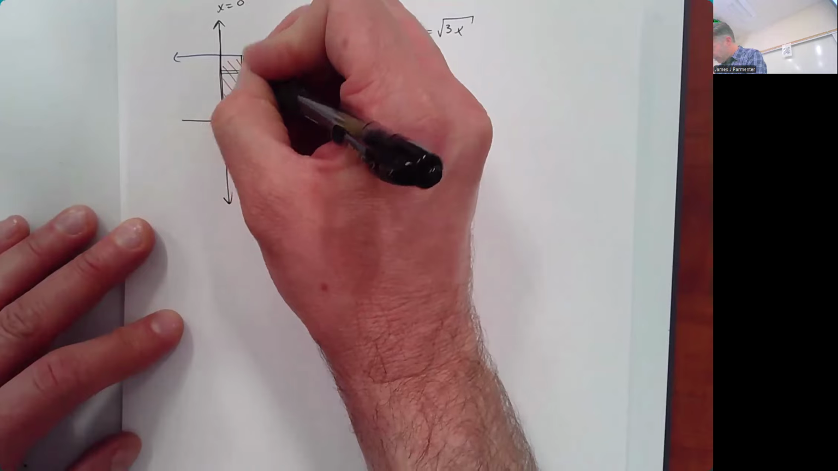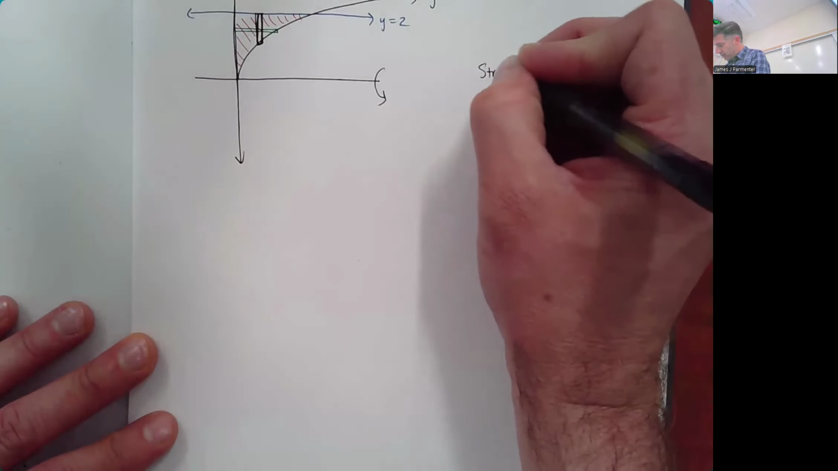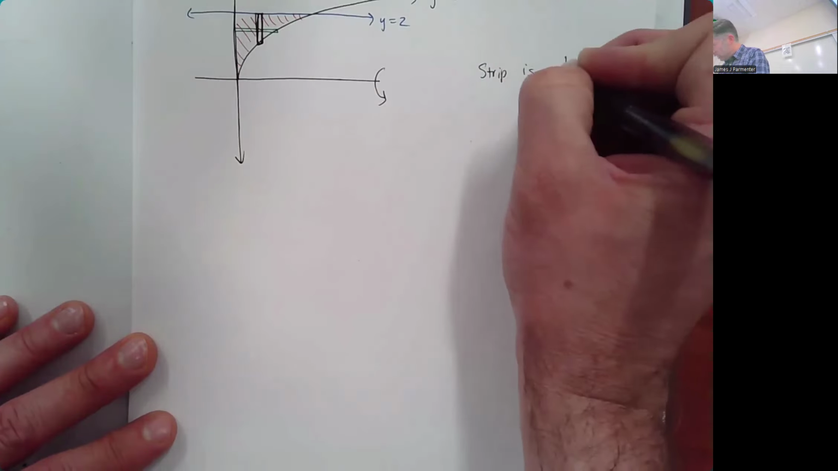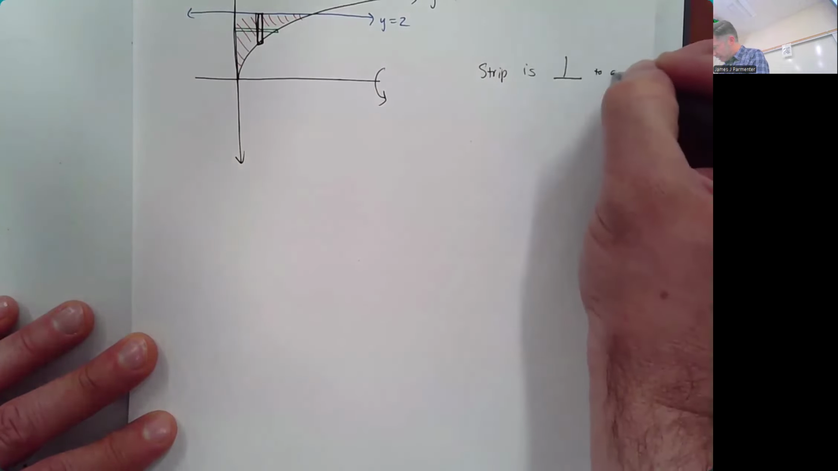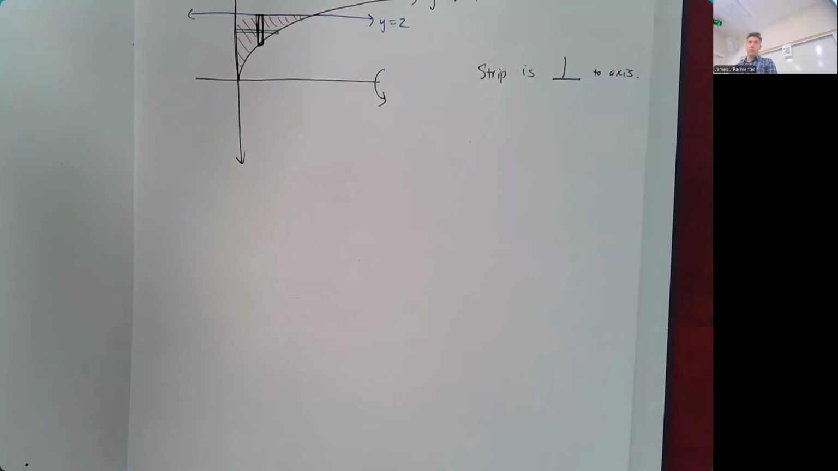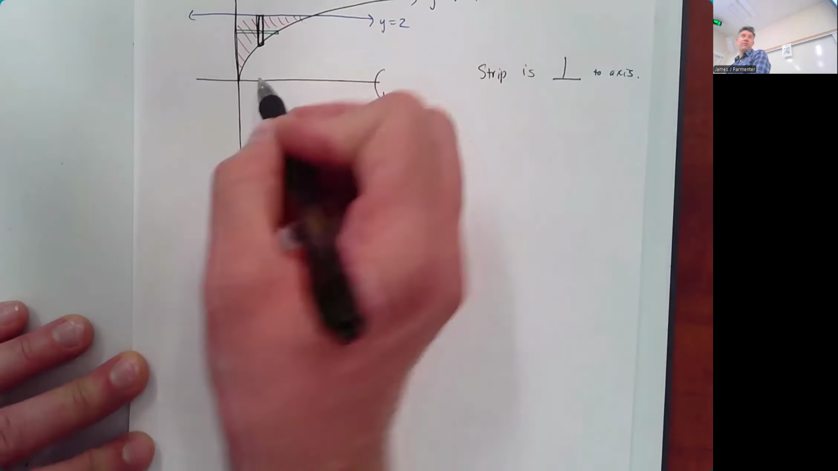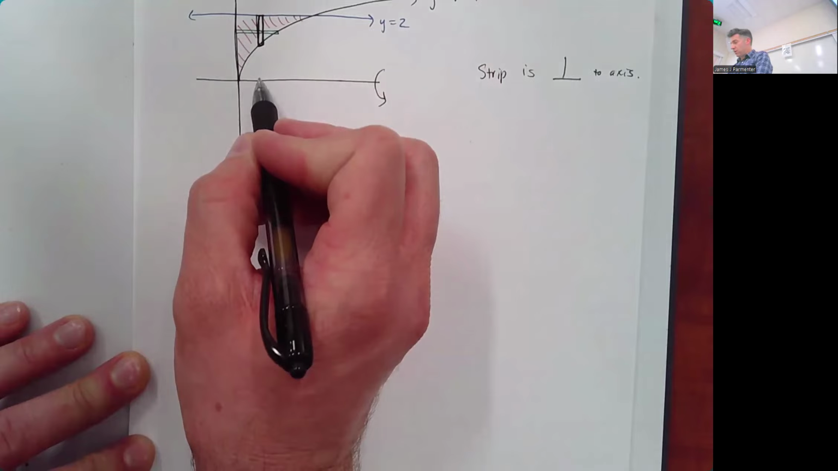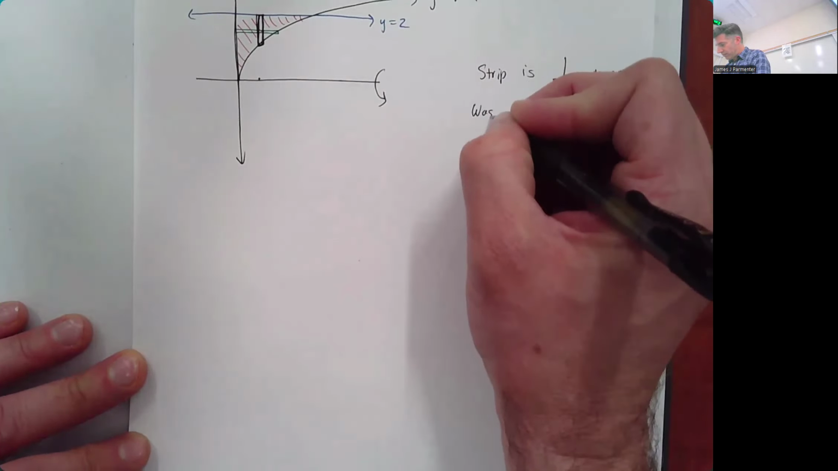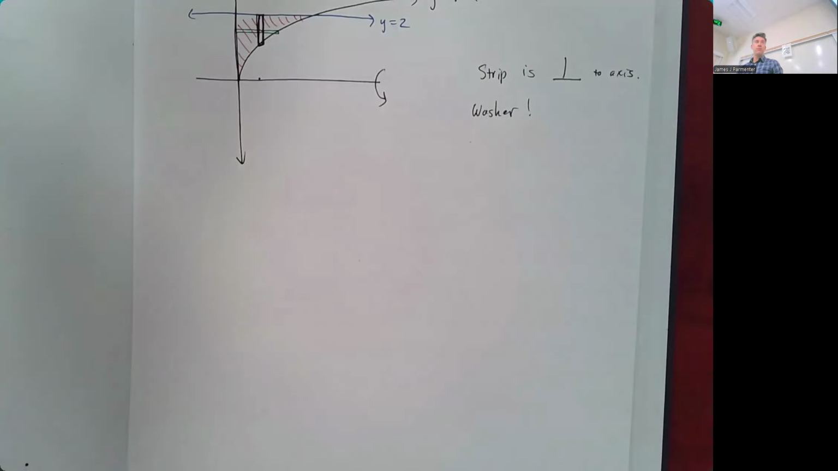Here's my vertical strip, and I will point out that my strip is perpendicular to my axis, which means we have to use the disk or the washer method, depending on what we have. I will also point out my strip doesn't touch my axis of rotation when I draw it. So that means it's got to be the washer method, because we're missing some inner circle.